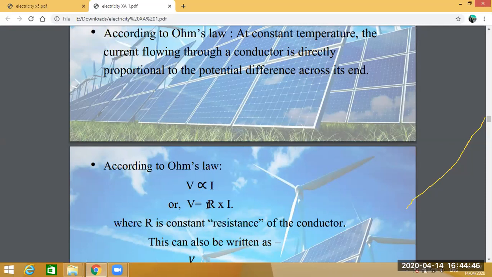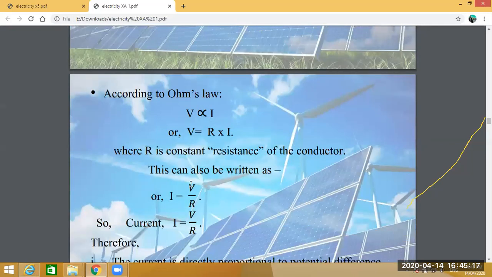Now we will define what we mean by resistance. First of all, right now we are just discussing Ohm's law. After dealing with Ohm's law, the concept of resistance came into existence. So you have to remember: V equal to IR, where R is constant and called the resistance of the conductor. And this can also be written as I equal to V upon R.